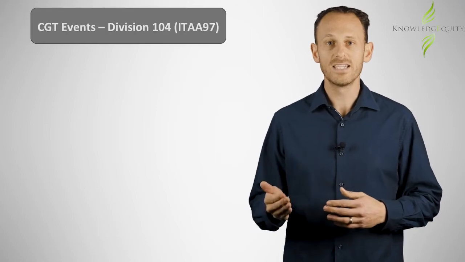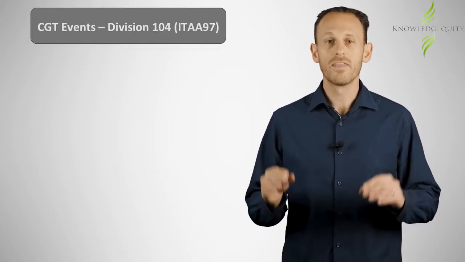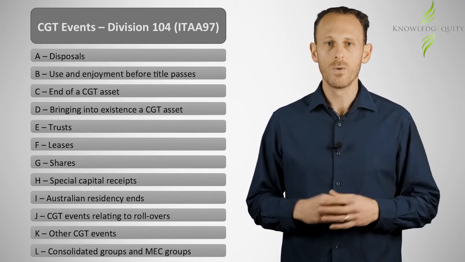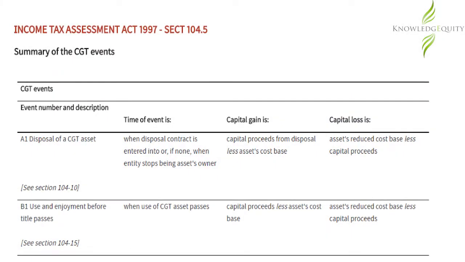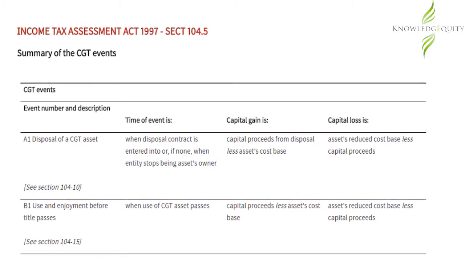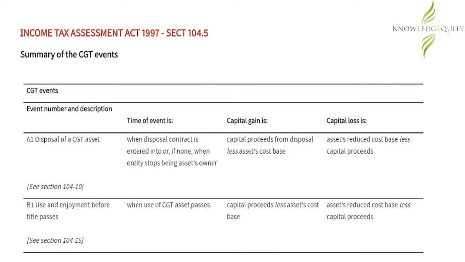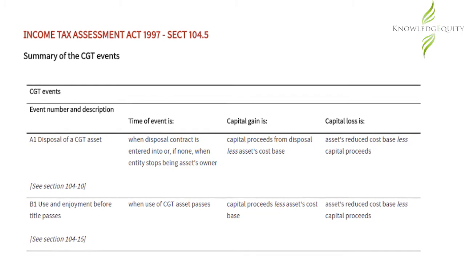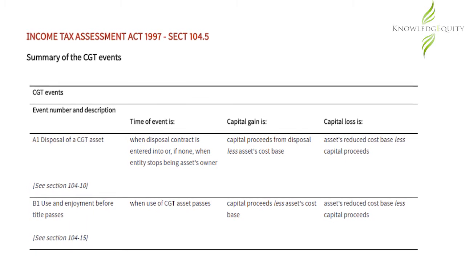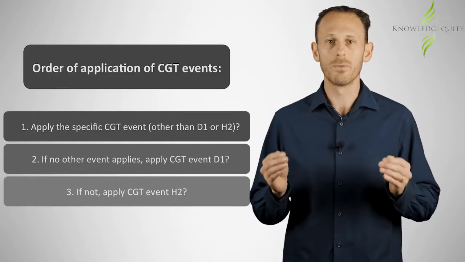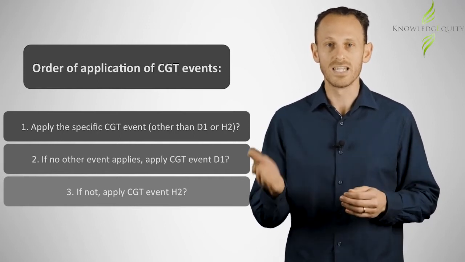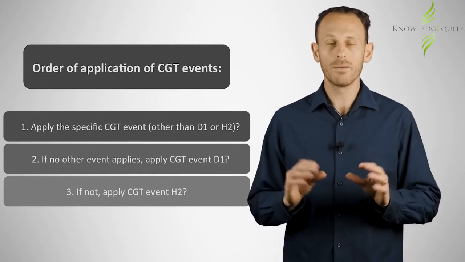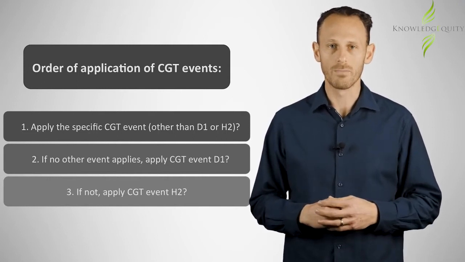In order for a capital gain to occur in a particular tax year, a CGT event must have taken place. There are 12 categories of CGT events, with many categories comprising multiple CGT events. The legislation provides a description of each individual CGT event, including details on when the event occurs, how the capital gain or loss should be calculated, and whether any exceptions apply. It is important to ensure that the most appropriate CGT event is applied, noting that some CGT events, such as D1 and H2, can only apply if other CGT events do not apply.